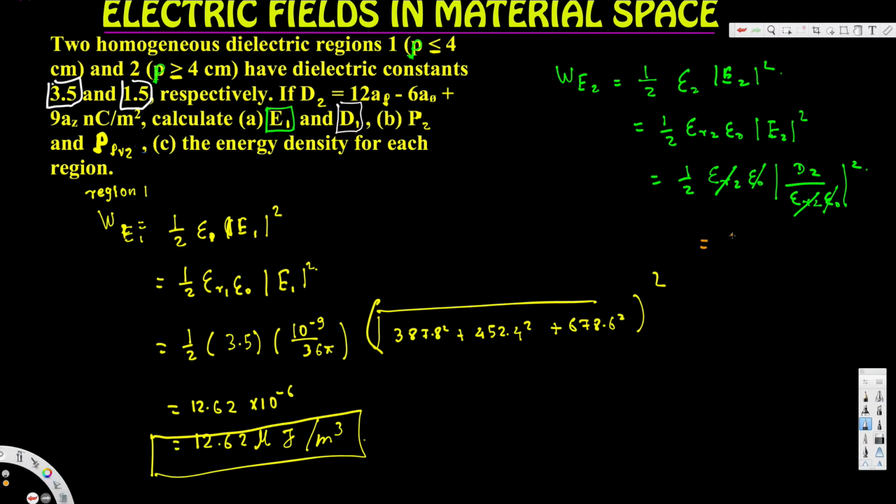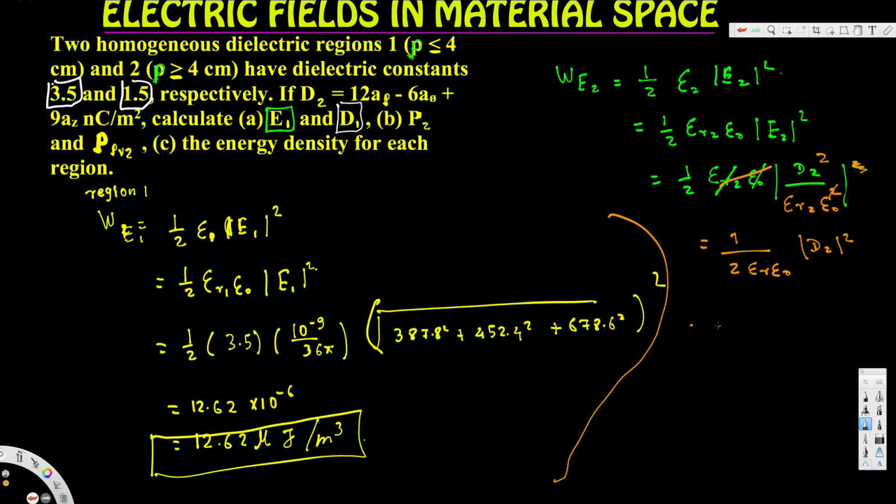So we end up with this equation: half, so 1 over, and since this is a square I cannot just directly cancel everything; one of them is going to remain, because this is a square. So I can cancel one epsilon R2 epsilon naught, and the other will remain. We still have D squared. So the final thing is going to be 1 over 2 epsilon R epsilon naught times the magnitude of D2 square, and we just have to plug in the values right now.